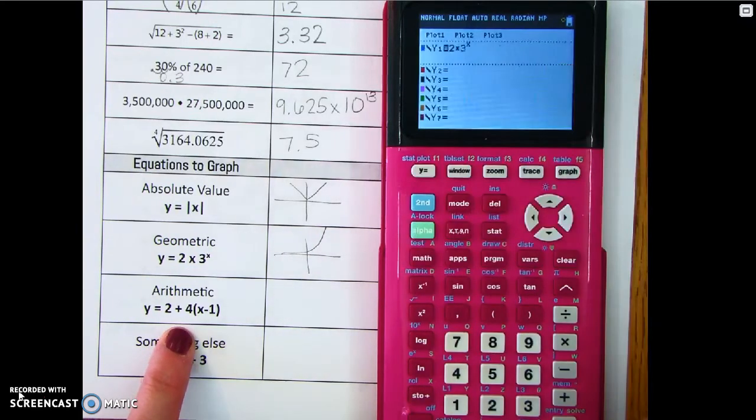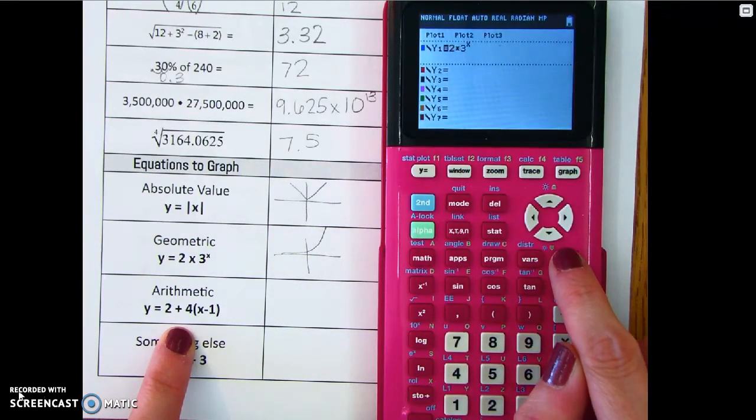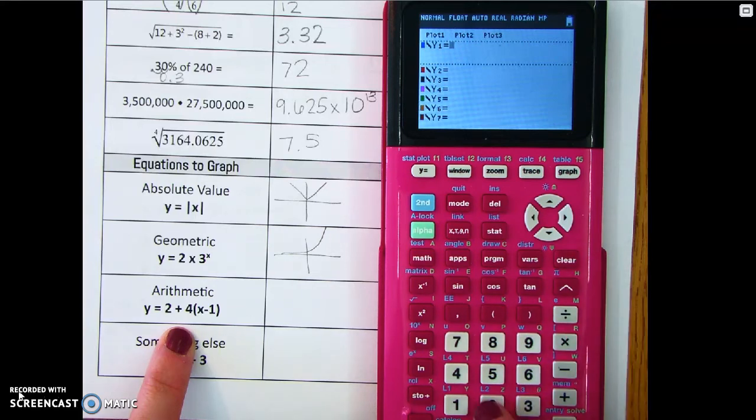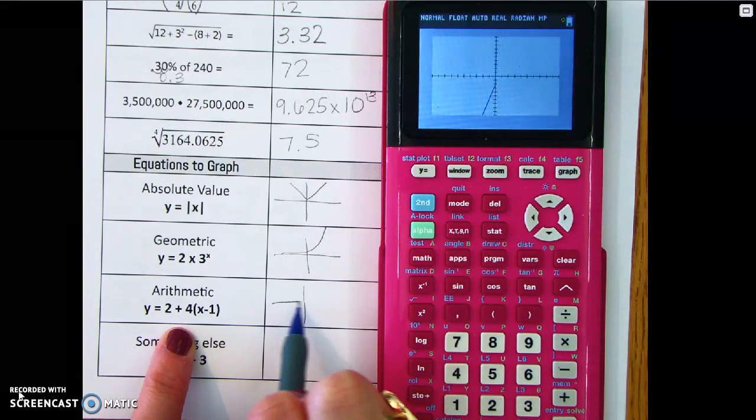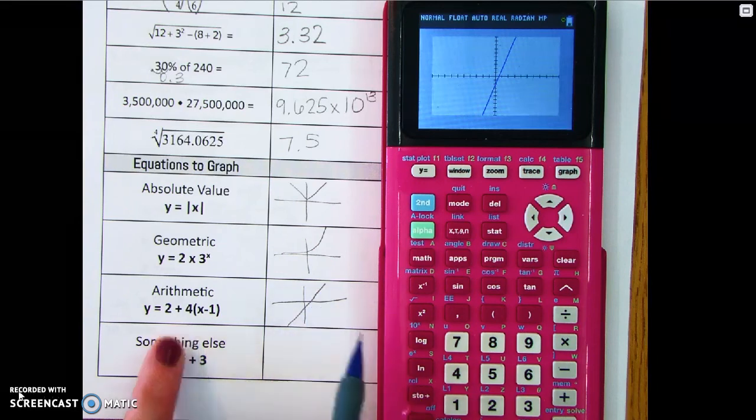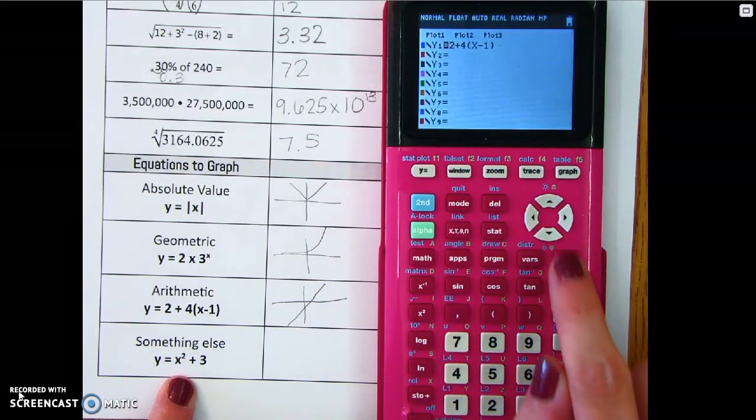For our arithmetic sequence, go to y equals, press clear. Go ahead and type in 2 plus 4, parentheses, x minus 1, close parentheses. Hit graph. And here's our graph.